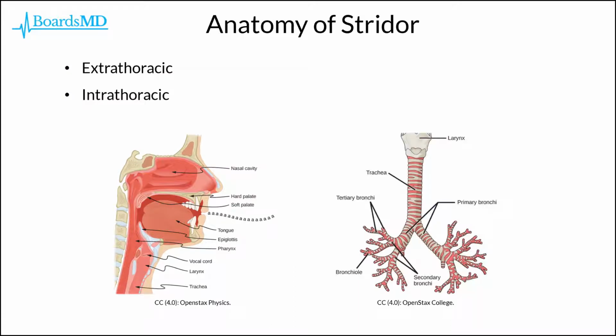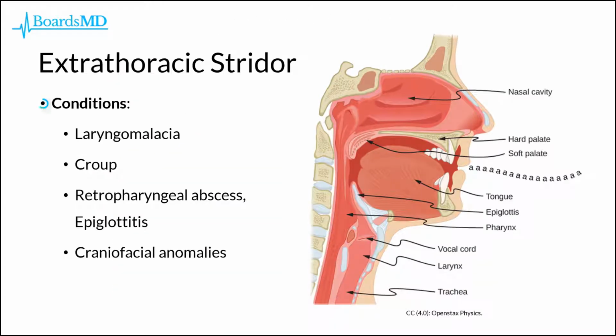However, before we dive into specific conditions which involve stridor, we first must understand the differences between extrathoracic and intrathoracic stridor, as ultimately distinguishing these two types of stridor can allow us to more easily localize the location of the obstruction. There are several high-yield conditions that we will cover in these modules, which are examples of extrathoracic stridor. These include Laryngomalacia, Croup, Retropharyngeal Abscess, Epiglottitis, and craniofacial anomalies.